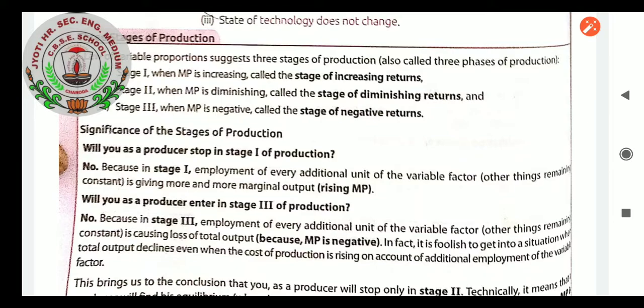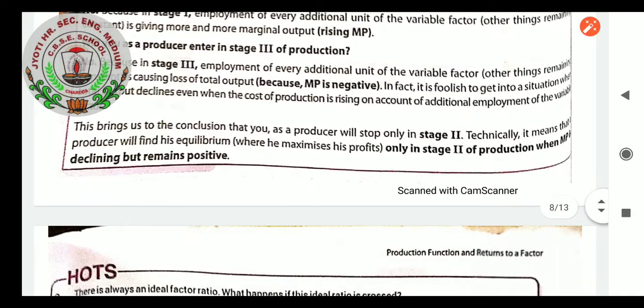Will you, as a producer, enter stage number 3 of production? Definitely no, because in stage 3 there are more and more losses. Employment of every additional unit of the variable factor will have a negative impact, a loss of output. In fact, it is foolish to get into a situation where total output declines even when the cost of production is rising on account of additional employment of variable factors. This brings us to the conclusion that you as a producer will stop only in stage number 2.